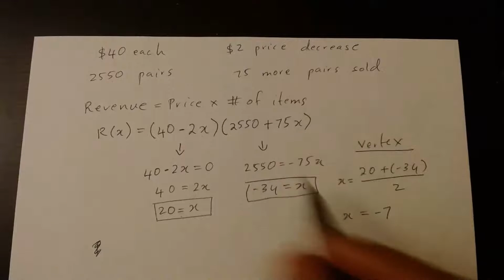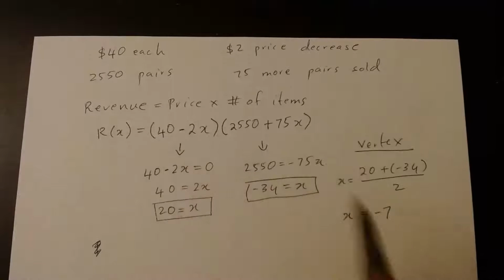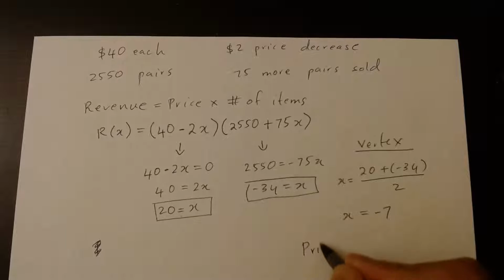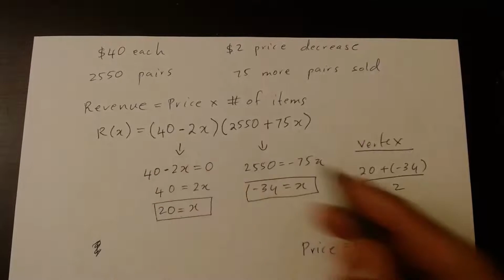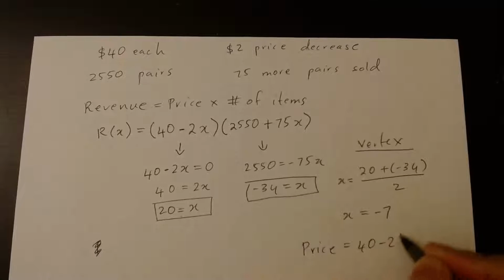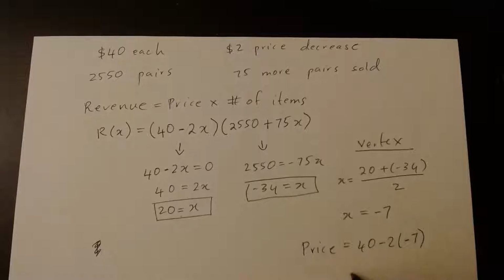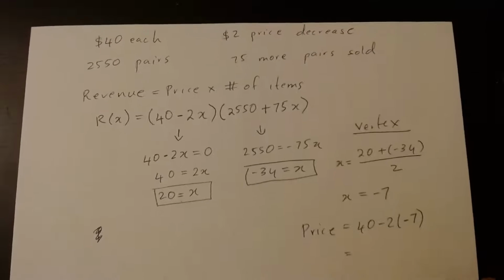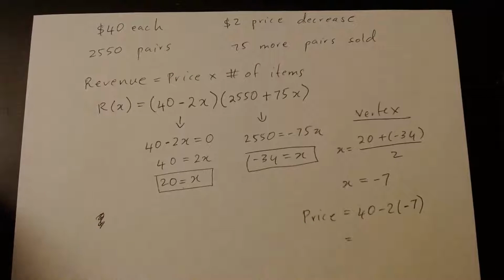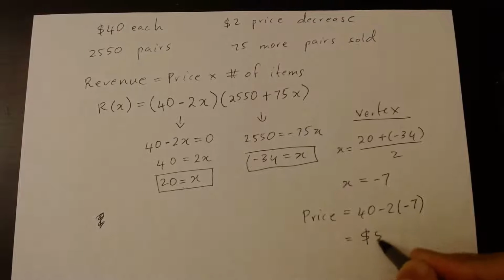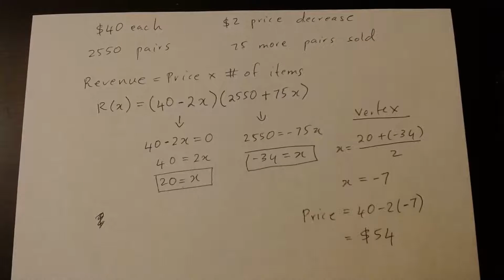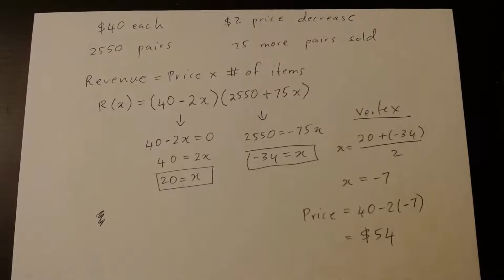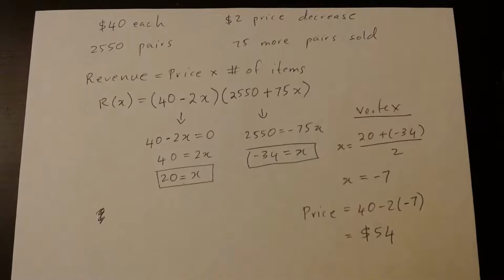I know that's confusing, but let's actually find the price using the price equation. It's going to make things simpler. So my optimal price is just 40 minus 2 times negative 7, and that is $54. So if I sell these jeans for $54, I will make maximum revenue in this problem.